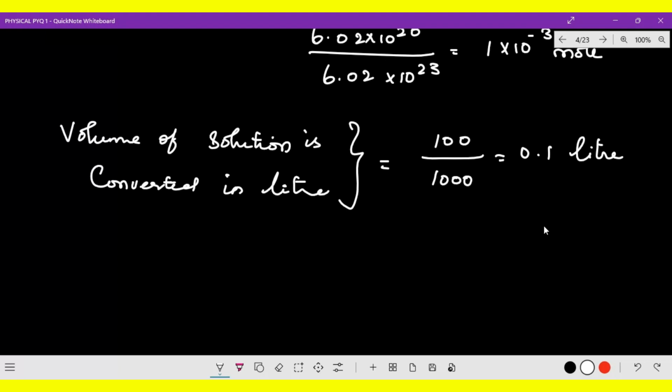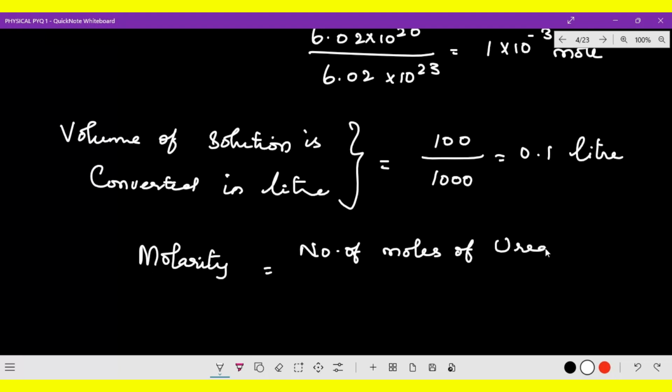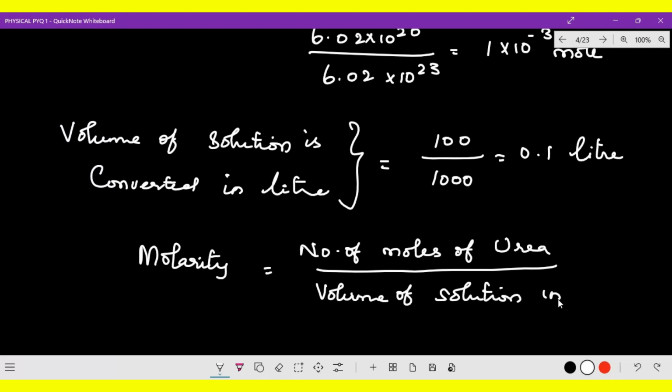So now we have to identify the molarity. Molarity is equal to the number of moles divided by the volume of solution in liter, right? Molarity is the concentration of the solution. So number of moles of urea divided by volume of solution in liter.